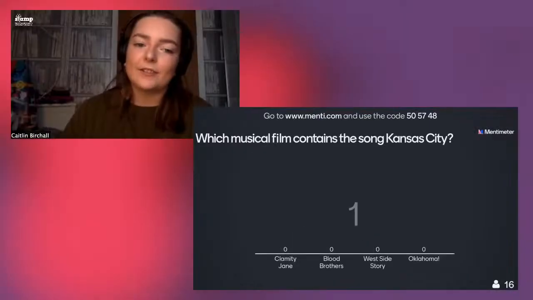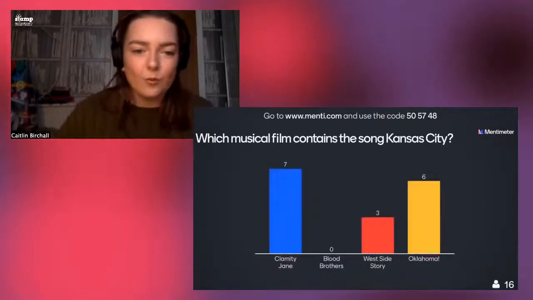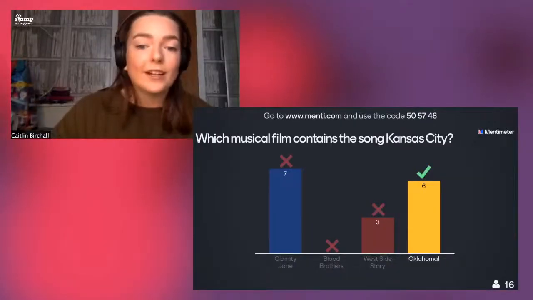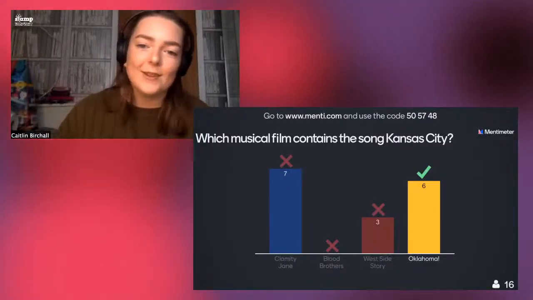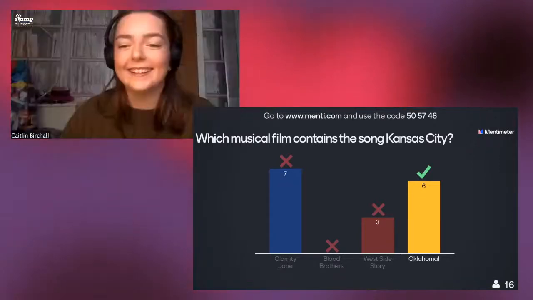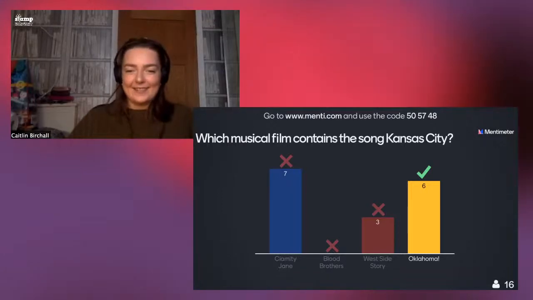Oklahoma! Let's see what the right answer was. So the right answer was Oklahoma! I think my parents are going to come upstairs in a second and see if everything's okay because I keep shouting. So the correct answer was Oklahoma! But a lot of people went for Calamity Jane as well, although that's not even a Kansas City musical. Calamity Jane's got me confused.